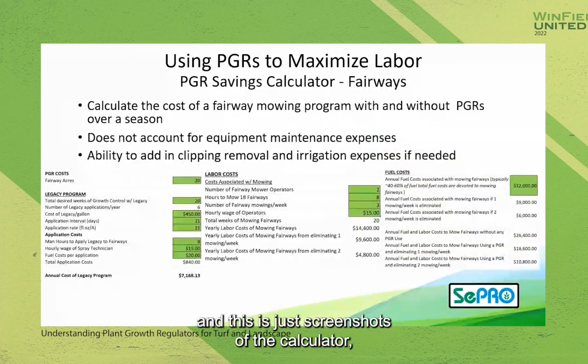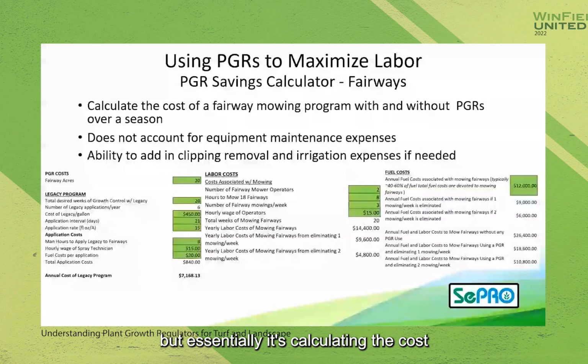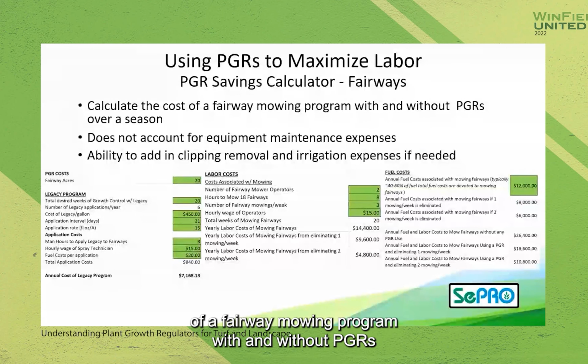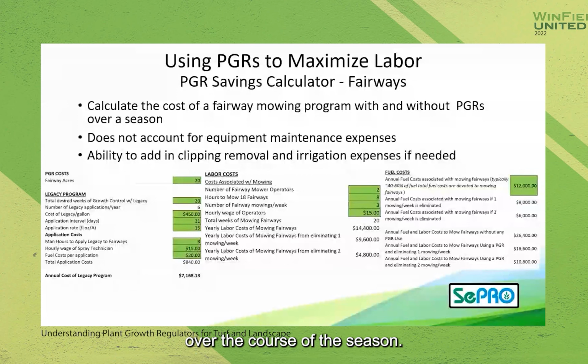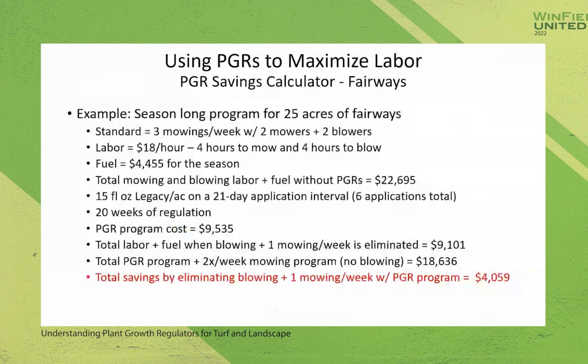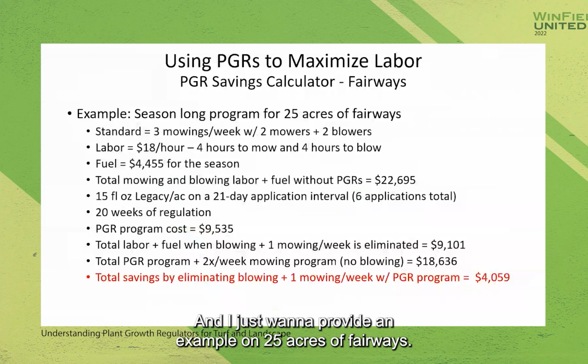And this is just screenshots of the calculator, but essentially it's calculating the cost of a fairway mowing program with and without PGRs over the course of a season. Now, it does not account for equipment maintenance. It only takes into account PGR cost, labor cost, fuel cost. You can add in clipping removal cost and irrigation as well. And I just want to provide an example.